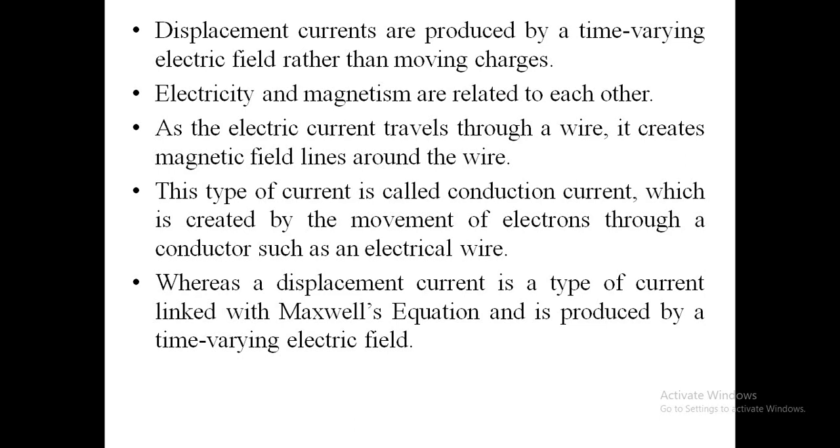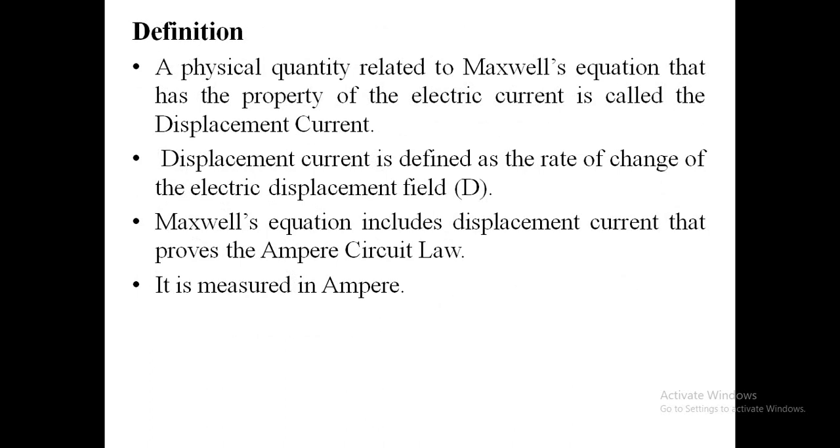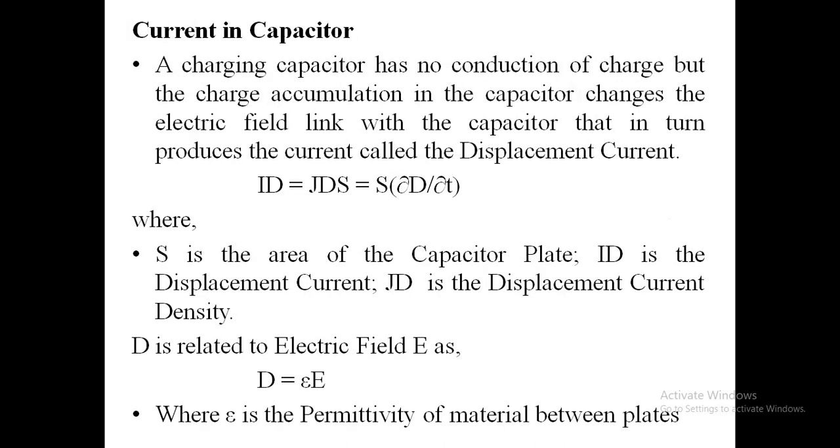Whereas displacement current is a type of current that is linked with Maxwell's equation and it is produced by a time varying electric field. Definition. A physical quantity that is related to Maxwell's equation has the property of electric current and it is termed as the displacement current. Displacement current is defined as the rate of change of the electric displacement field. Maxwell's equation includes displacement current that proves the Ampere circuit law and the unit of displacement current is ampere.